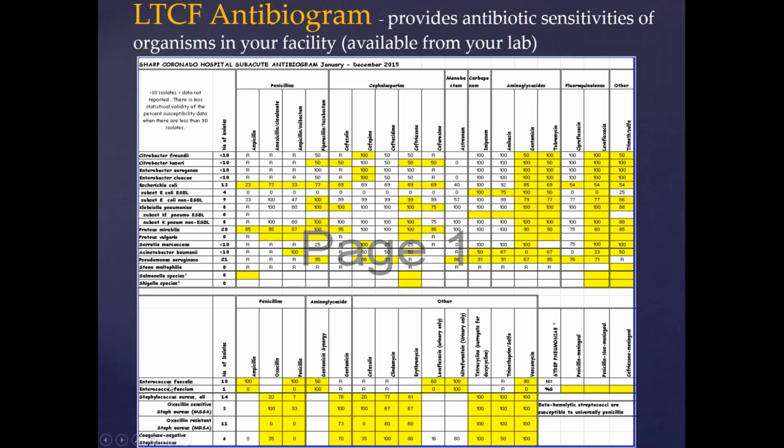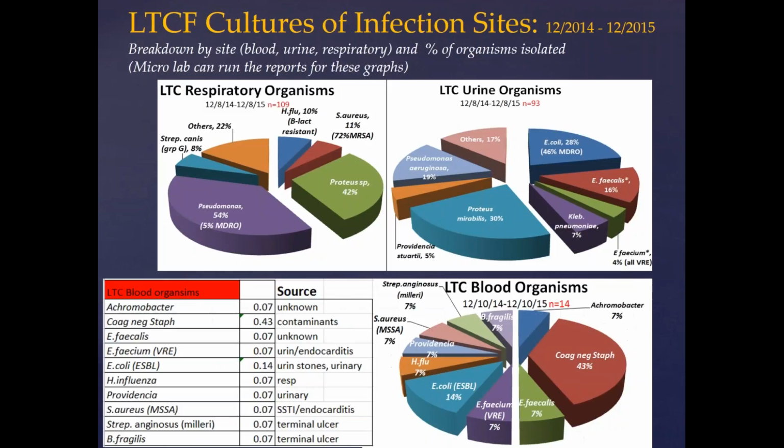And then these are gram-negatives and these are gram-positive. Your lab can run this for you if you request it, and it's important to have it specific for your facility. We also have our lab run reports of cultures of the different infection sites so we can see what proportion of organisms we have on each site. So these were from our facility for the year 2015.